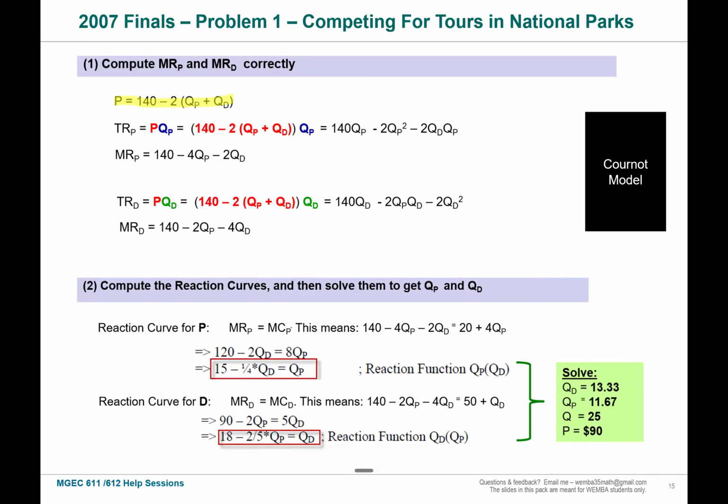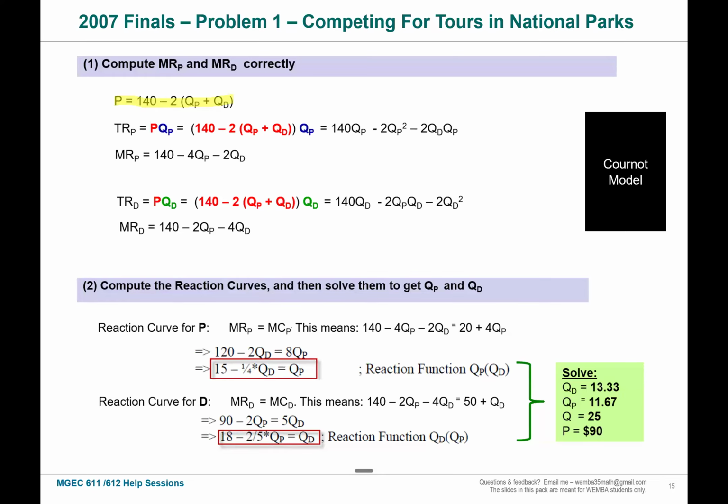Does that make sense? The key I wanted to emphasize was how are you getting the reaction curves? The reaction curve is MR1 equal to MC1 for firm 1 and MR2 equal to MC2 for firm 2. That's essentially what I did here. Here, instead of 1 and 2, we have firm P and D. But really what we did was, we'll notice here MRP equal to MCP, which is the reaction curve for firm P, and MRD equal to MCD, which is the reaction curve for firm D, and solve these two reaction curves together to get QP and QD. And from there, you eventually get the price.